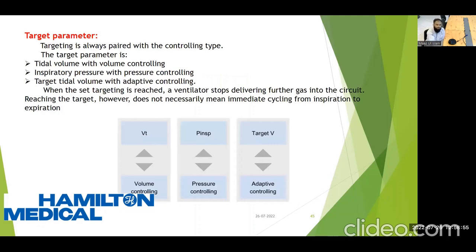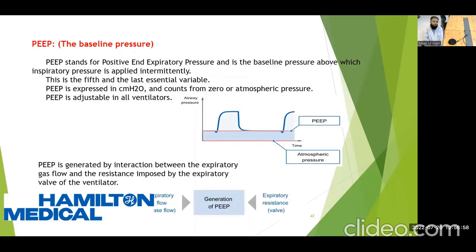So what is PEEP? PEEP is the baseline pressure. PEEP stands for positive end expiratory pressure, and is the baseline pressure above which the inspiratory pressure is applied immediately. So let's consider this is the baseline pressure, below which our lung is going to collapse. We will not let our lungs collapse, so we will set the PEEP. In the expiratory phase, this is a baseline where some pressure is going to be achieved.